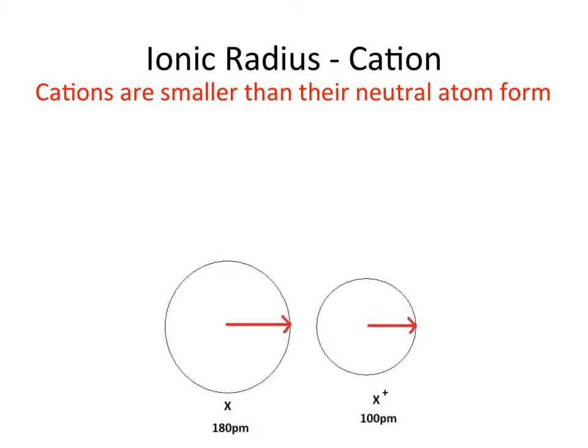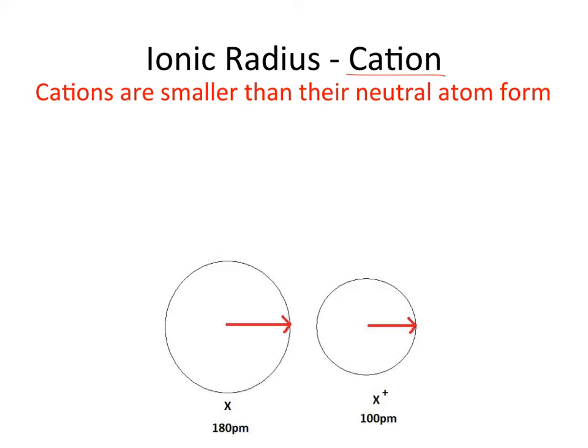Now, as you know, atoms gain and lose electrons to have a full outer shell or a full octet. Remember that metals generally tend to lose electrons and they become cations. Nonmetals tend to gain electrons, they become anions. So when a metal, for example, loses an electron to become a cation, remember cat-ion, cats have paws, cat positive. Cations are generally smaller than their neutral atom form.